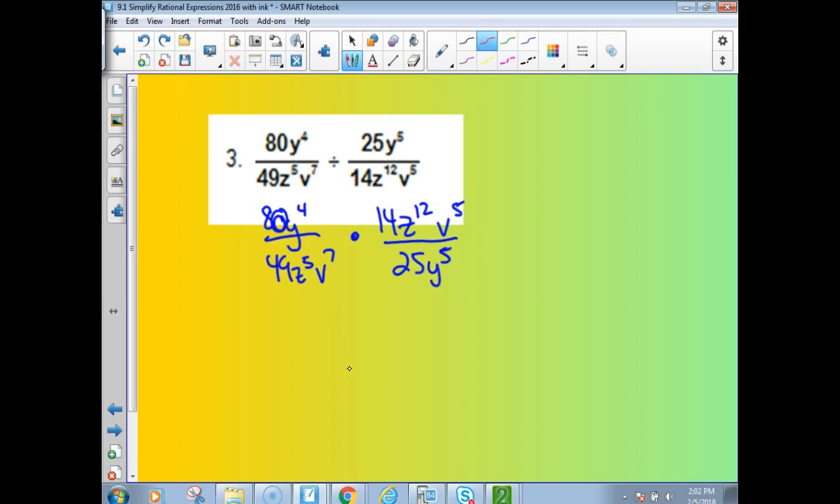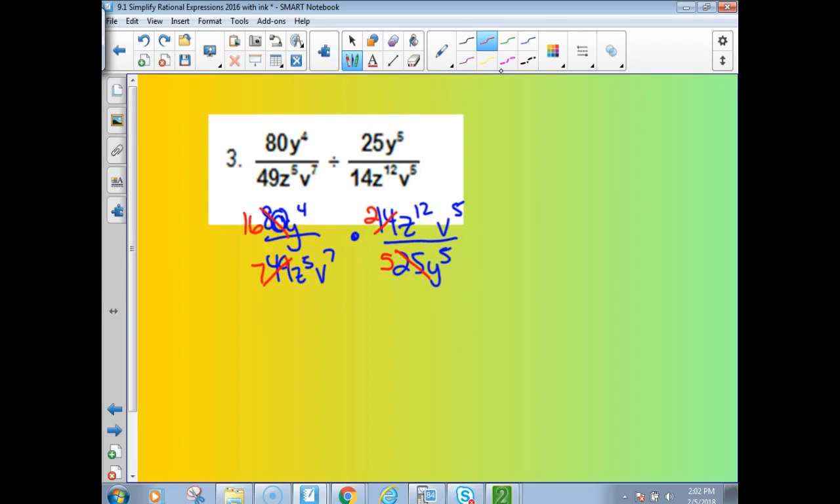Okay, now I'm going to start doing some cross canceling. 49 and 14 have a common factor of 7. So 49 divided by 7 would be 7. 14 divided by 7 would be 2. I don't know why I started with those instead of 80 and 25. But 80 and 25 have a common factor of 5. 25 divided by 5 is 5. 80 divided by 5 is 16.